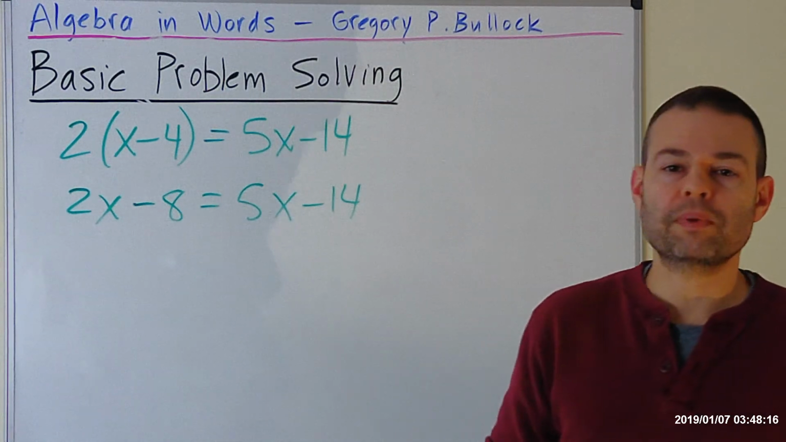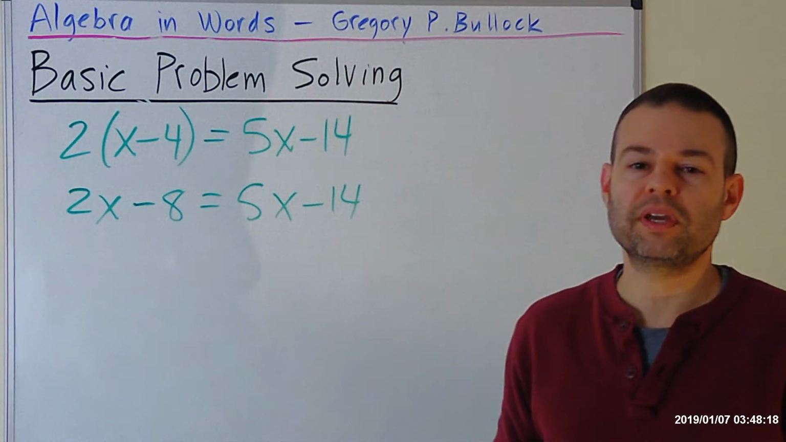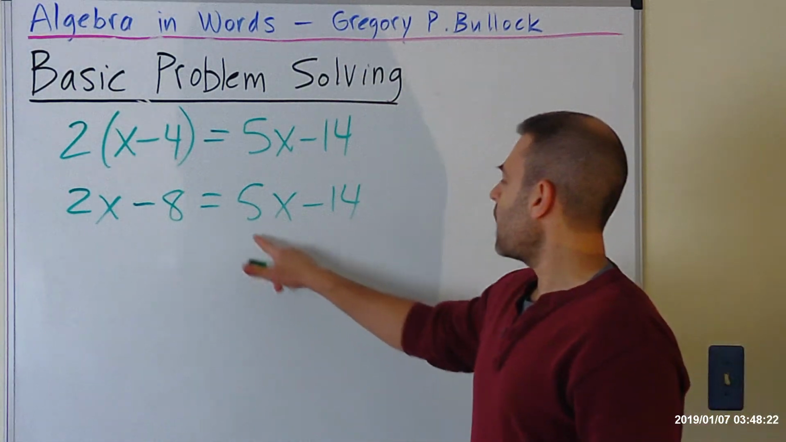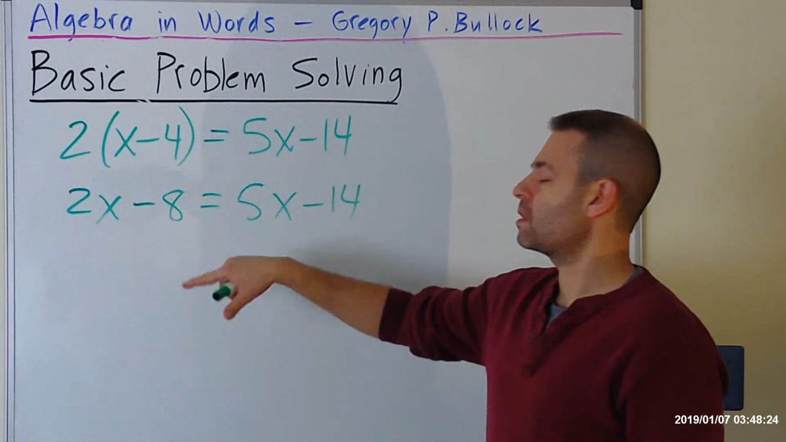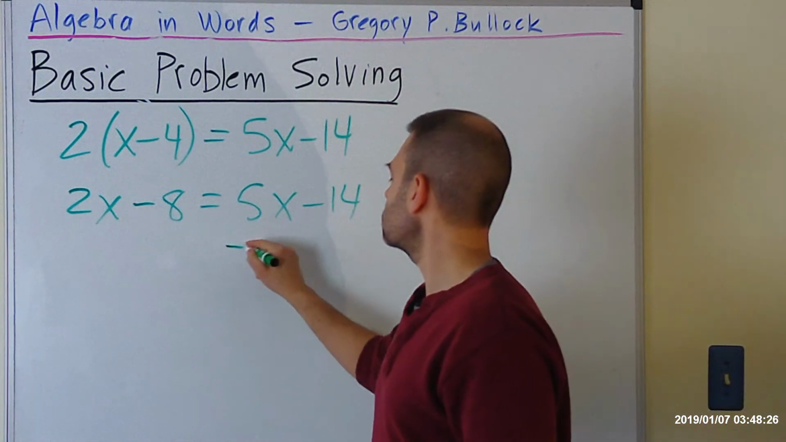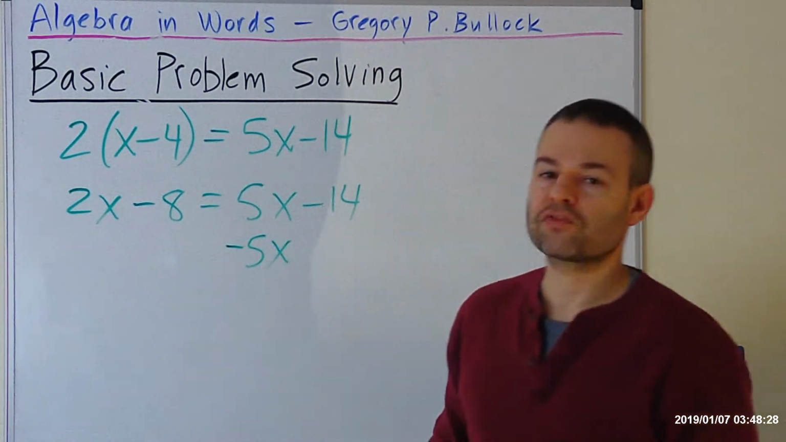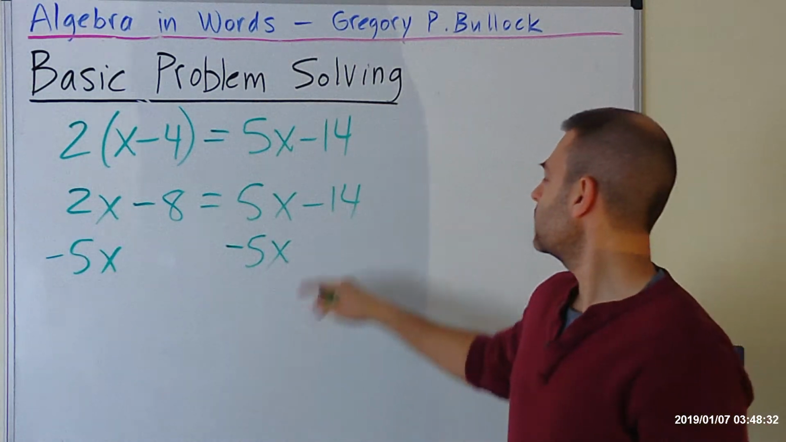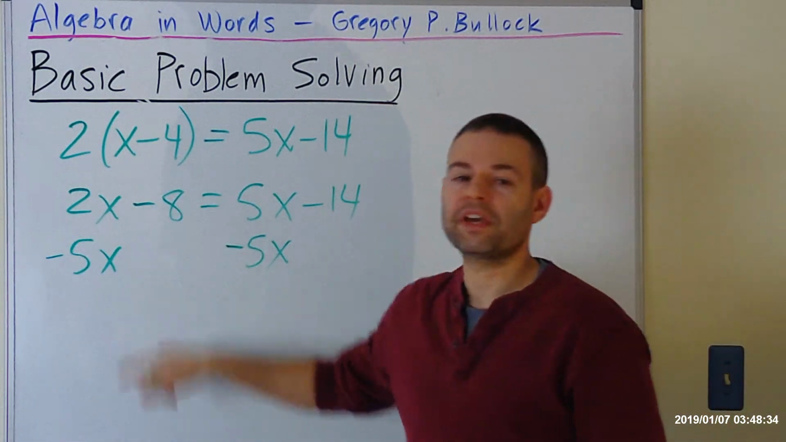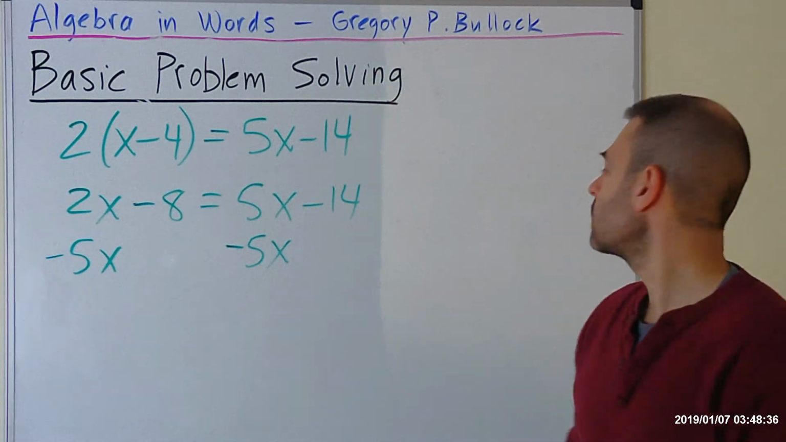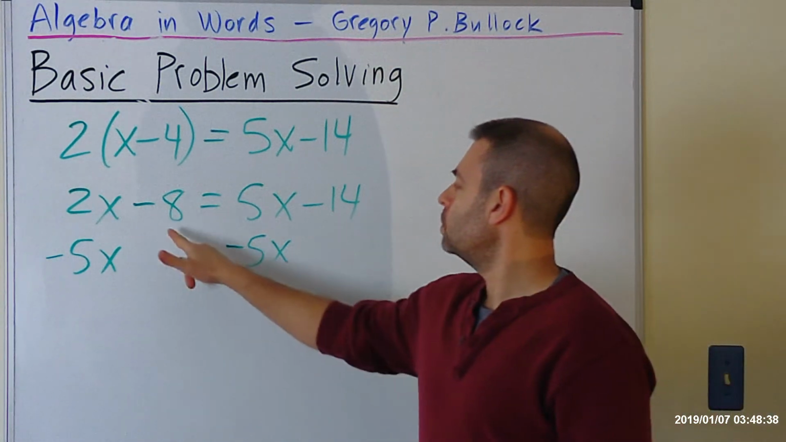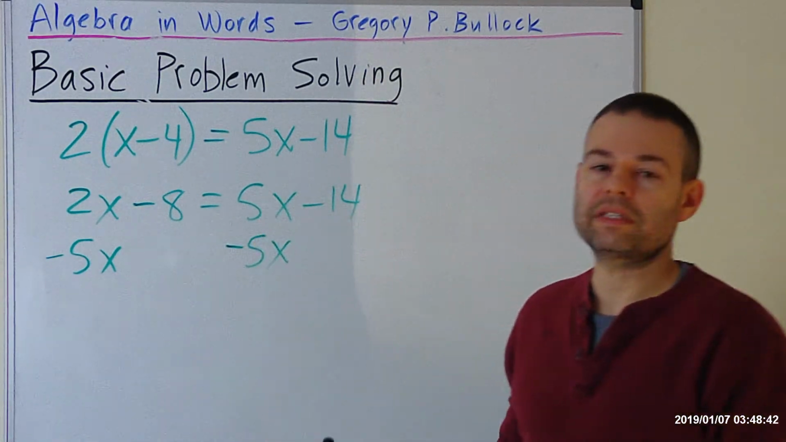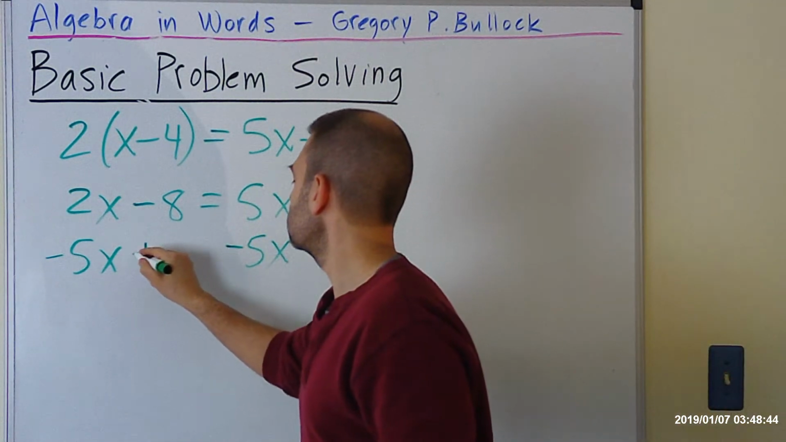We can do it in separate steps, but I think at this point we can do them in one step. Here's what I mean. So we have 5x on the right, we want to move it to the left. We're going to subtract 5x from both sides. You might like to line these up just to make it more orderly to follow along. But also we want to move the negative 8 to the right, so we're going to add 8 to both sides.